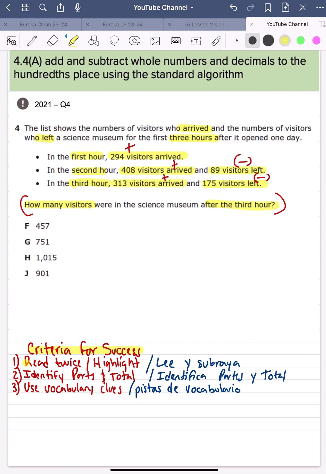So I already did step one. I already read twice, already highlighted. Now I'm going to identify my parts and totals, which I already did. We have no totals yet. We have a bunch of parts that have to be added or subtracted.